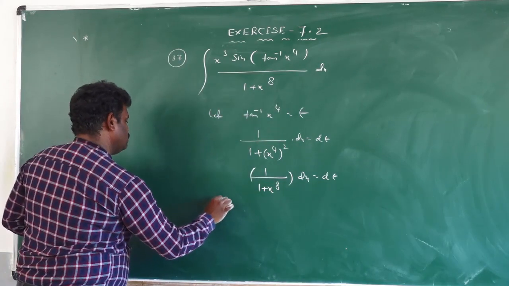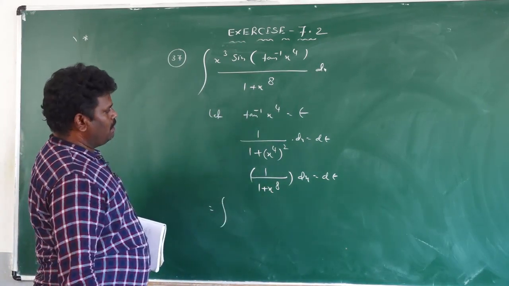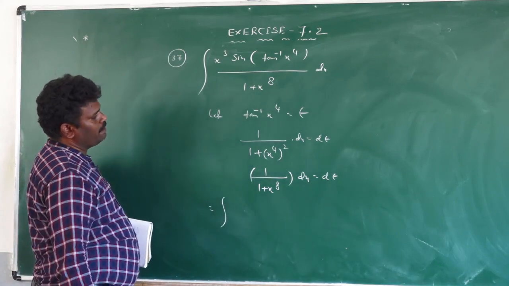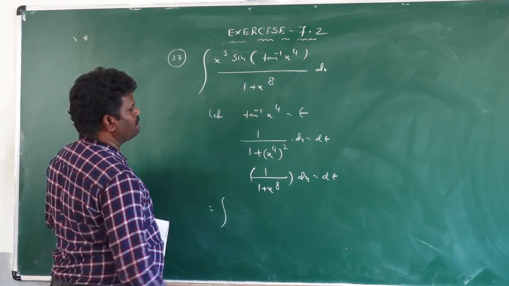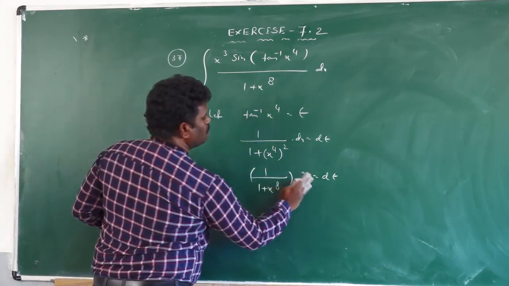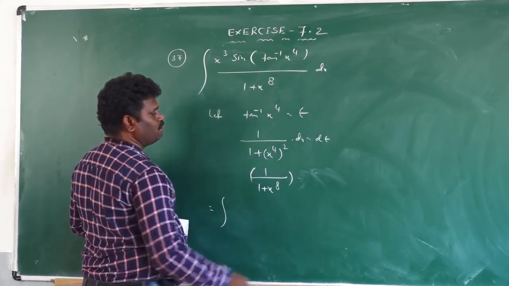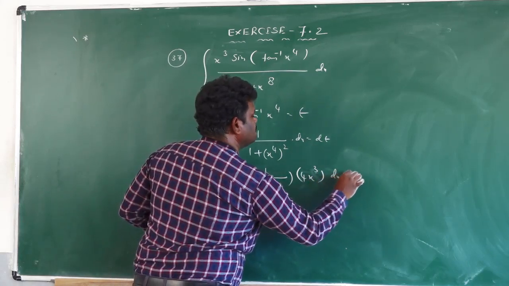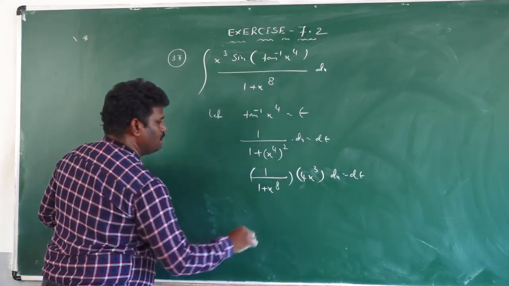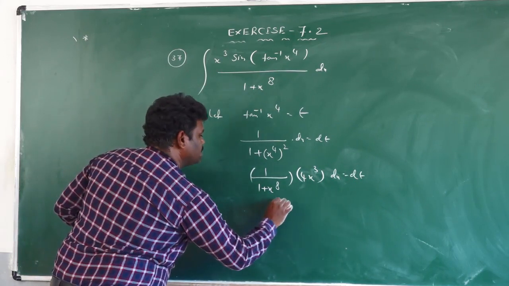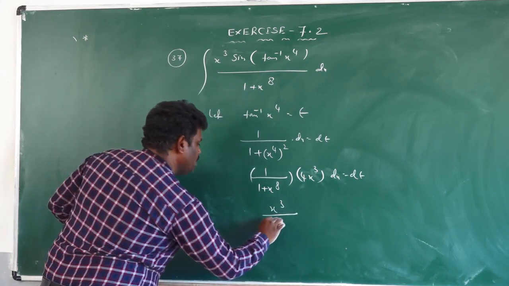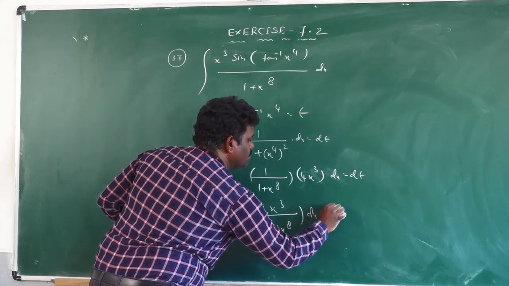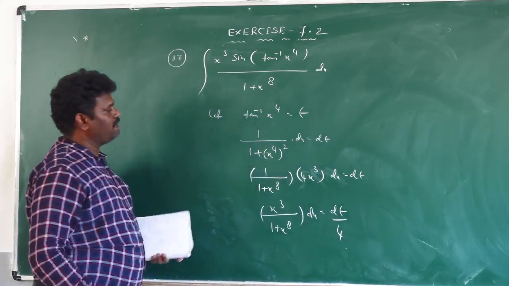So that is equal to the integral. Again here, Sima, 1 by 1 plus x square, again the derivative of this value. If you want to write the derivative of x power 4, how much is it? 4 into x cube into dx is equal to dt. Then what do we write here? Taking 4 to this side, x cube by 1 plus x power 8 into dx is equal to dt by 4, right?